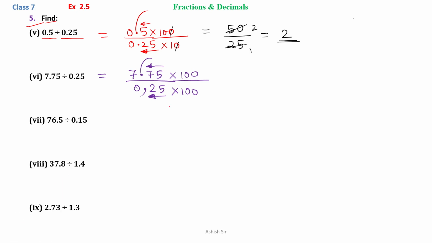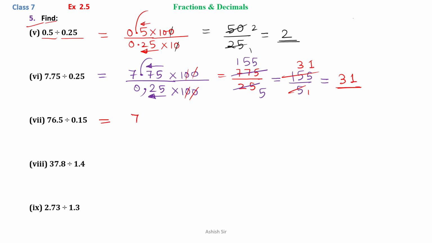Now you can cancel the zeros. So it is 775 divided by 25. So you can go on with the division by cancellation. So 5 5s are 25, 5 1s are 5, 2 carry over 27, 5 5s are 25, 2 carry over, 5 5s are 25. We have 155 divided by 5. We can cancel it again with 5. So we have 5 1s are 5, 5 3s are 15 and 5 1s are 5. So our answer is 31.